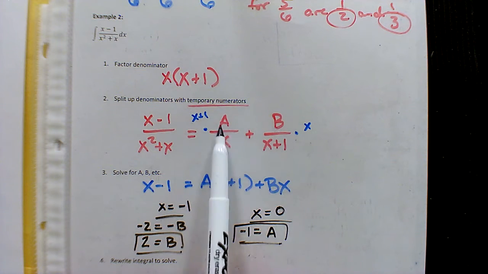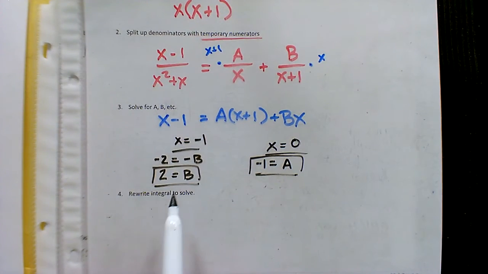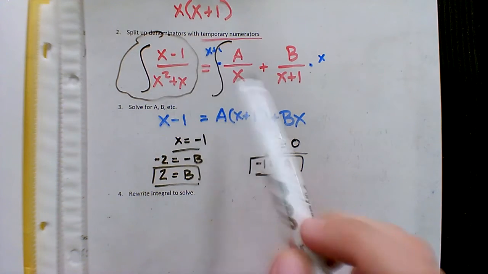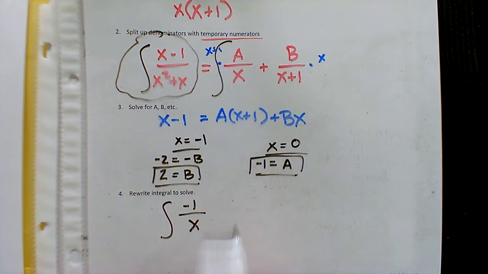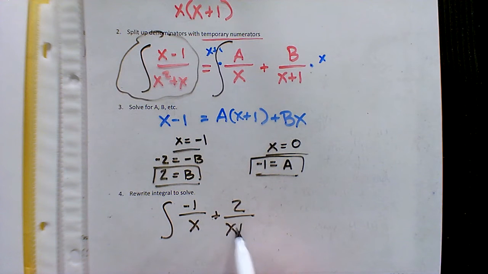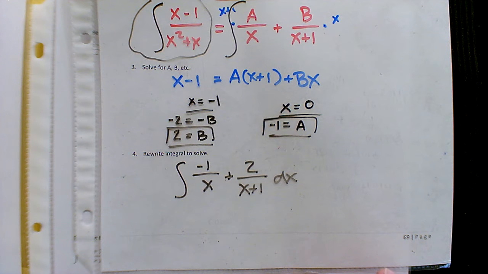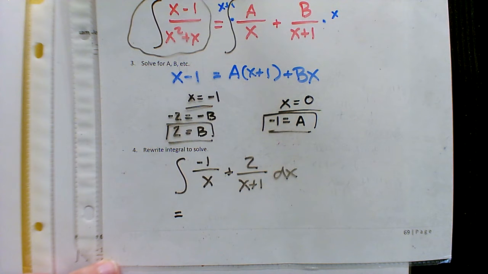So now that we know those temporary numerators, we're going to substitute in those values, and instead of integrating the original fraction, we're going to integrate the two partial ones. So we're going to have the integral of -1 over x plus 2 over x plus 1. These two separate ones should be easier for us to work backwards from than the one original fraction we started with. So can we think about it backwards from -1 over x? Maybe we remember Caitlin's shortcut.